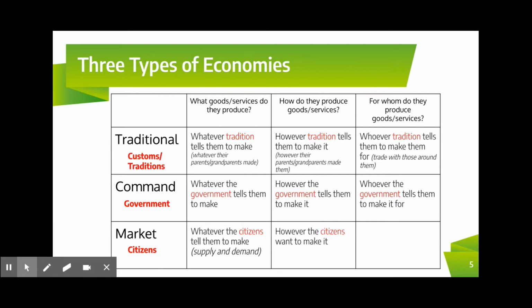How do goods and services get produced? However the citizens want to make it. For whom do they produce the goods and services? Whoever the citizens want, mainly different groups of citizens.